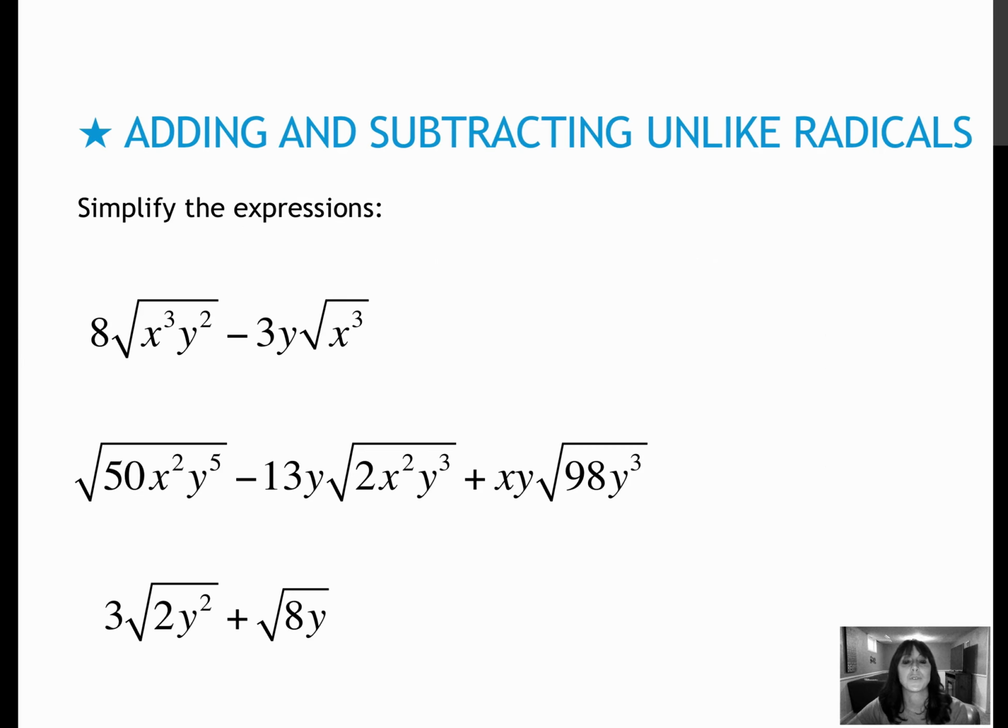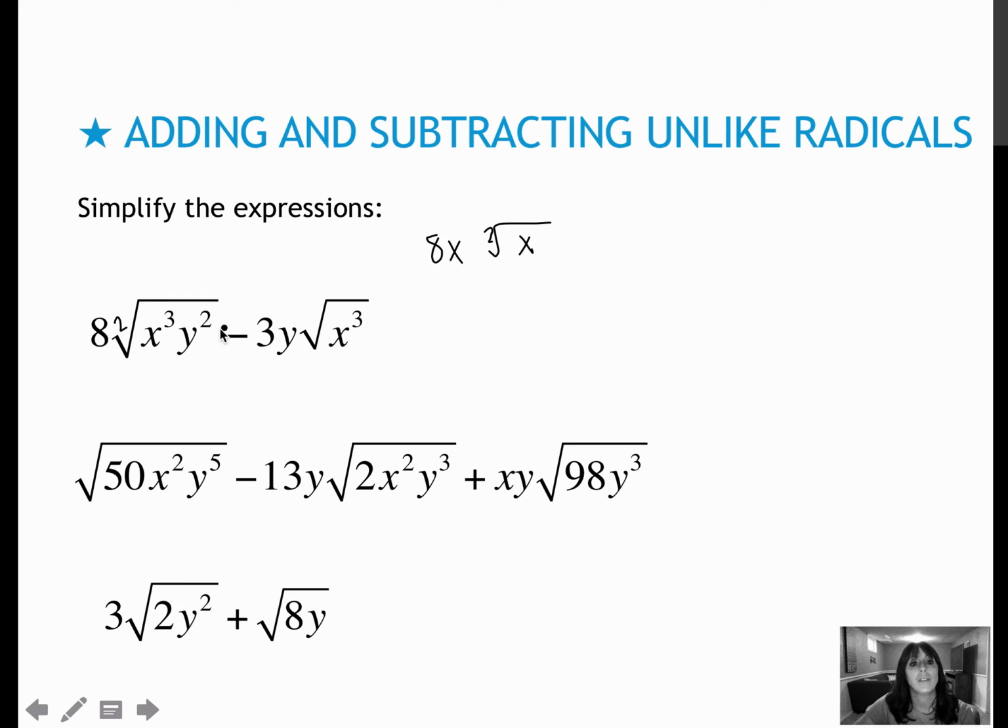Here are 3 questions for you to try on your own. So try all 3, then press play to check your work. For the first, again, I'm going to do some simplification first because they're not like. So I would take 3 divided by 2, which gives me x to the first on the outside, with, of course, 1 left over.